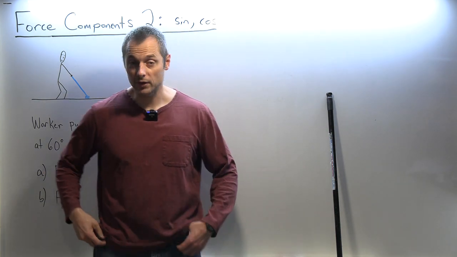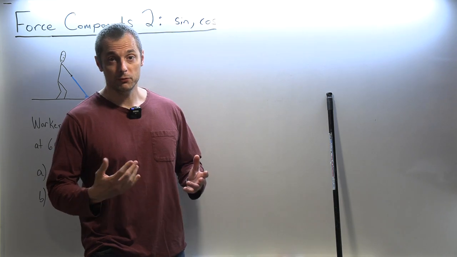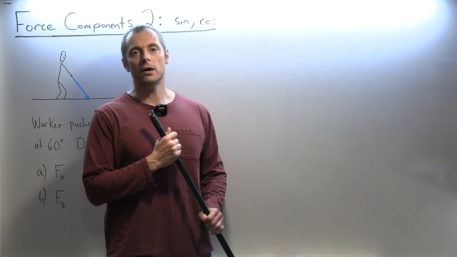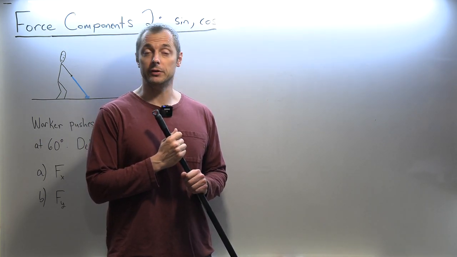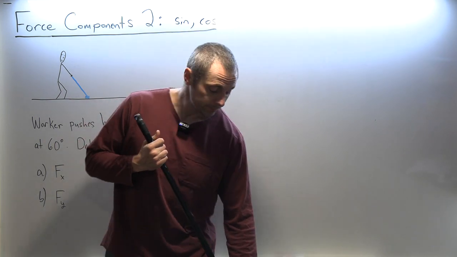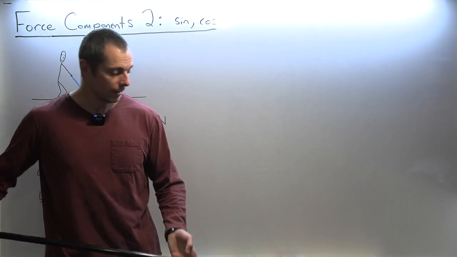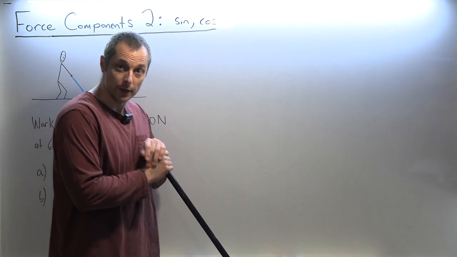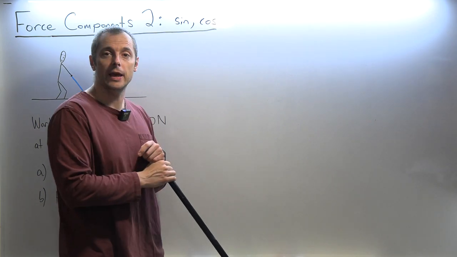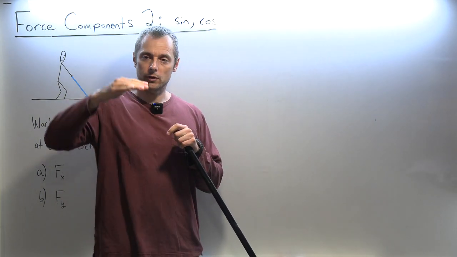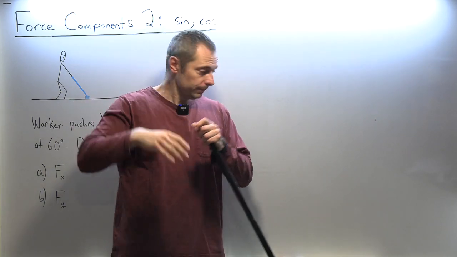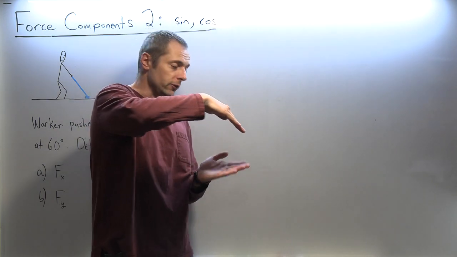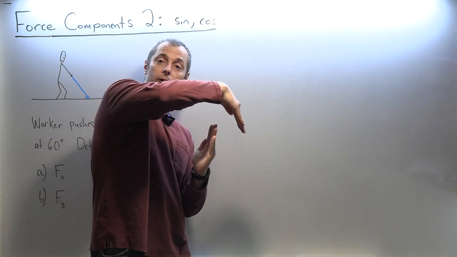Hello physics students. Yesterday we learned about finding force components. Remember, a force component is a part of a force that acts in a particular direction. So for example, if I have a push broom and I hold it like this, and I push on the broom in the direction of the handle, then that force this way has a horizontal piece and a vertical piece.